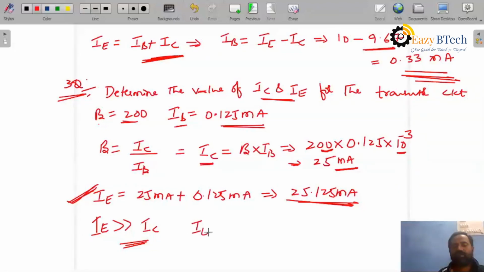Or emitter current greater than IB, far greater than IB current.